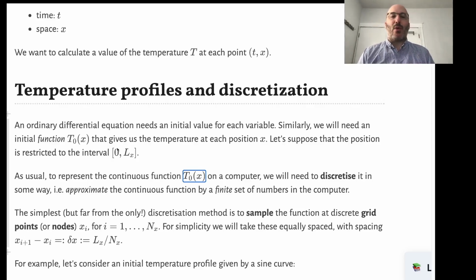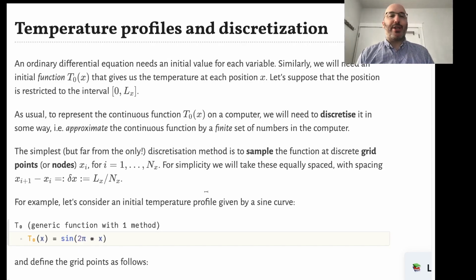What do we mean by that? We mean, well, we need to approximate the continuous function T0 by a finite set of numbers to be able to store it on the computer. So the simplest discretization method, but far from the only one, is to sample the function at discrete grid points or nodes x sub i. So we'll take n, capital N nodes, or capital N sub x, and for simplicity we'll take them equally spaced so that the distance between two neighboring nodes is a quantity we'll call delta x, which is just given by dividing the length of the system by the number of nodes.